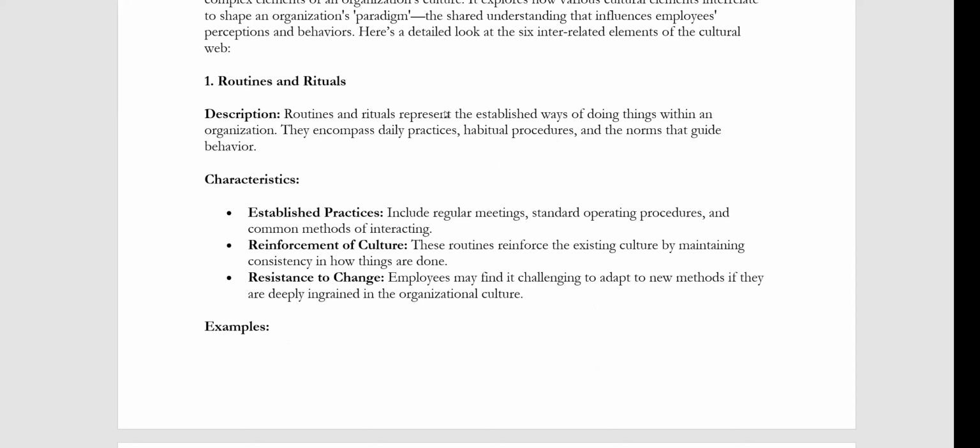Routines and rituals represent the detailed ways of doing things within an organization. They encompass the daily practices, habitual procedures, and the norms that guide behavior. So looking at Ron's case, what were the rituals and routines within the organization? Did we see some? Yeah, people are not given assigned tasks. You work at any place at any time. Those rituals and routines we saw.